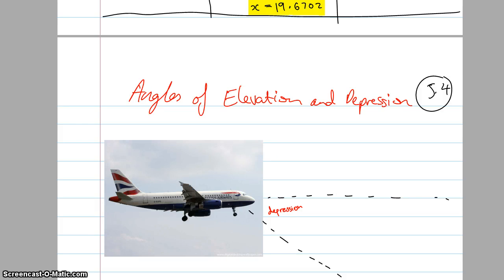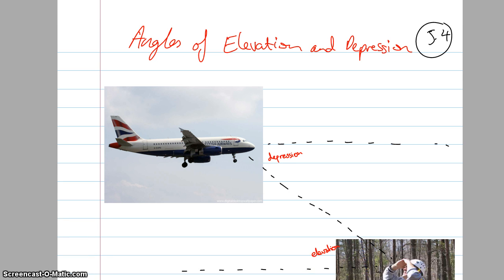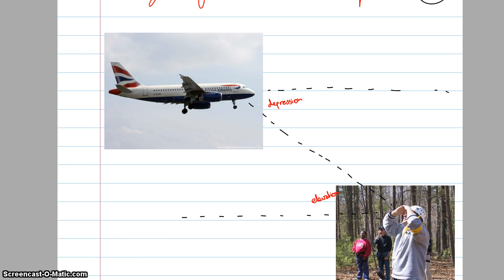G'day and welcome to the video as part of the Trigonometry series, and this one is angles of elevation and depression, which is exercise 5.4 in your textbook. Let me give you a little diagram here that kind of tells you what elevation and depression are.